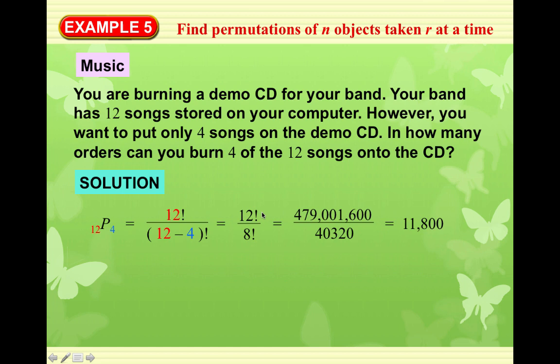and so you can just put that into your calculator. 12 factorial is 479,001,600 over 8 factorial, which is 40,320, and that comes out to be 11,880.